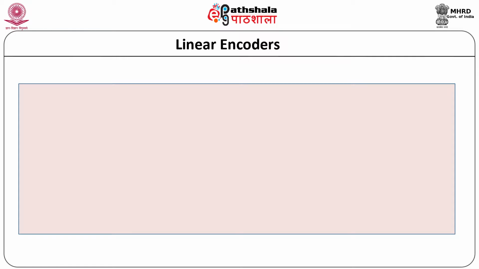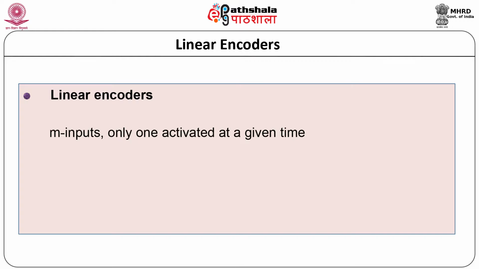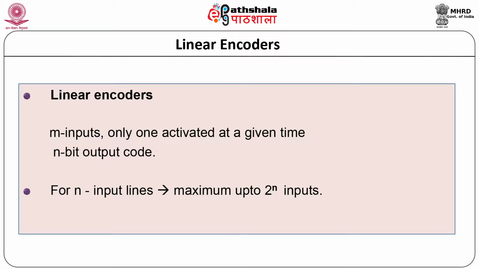Linear encoders. Linear or normal encoders accept m inputs with only one activated at a given time and produce an n bit output code. As the number of output lines is n, it is possible to encode a maximum of 2 raised to n inputs. In many digital systems, octal, decimal or hexadecimal numbers are used as inputs. Let us now discuss the working principle and designing of these encoders.